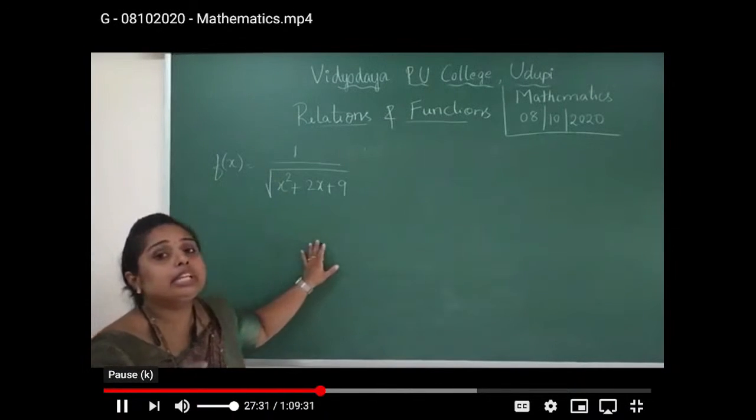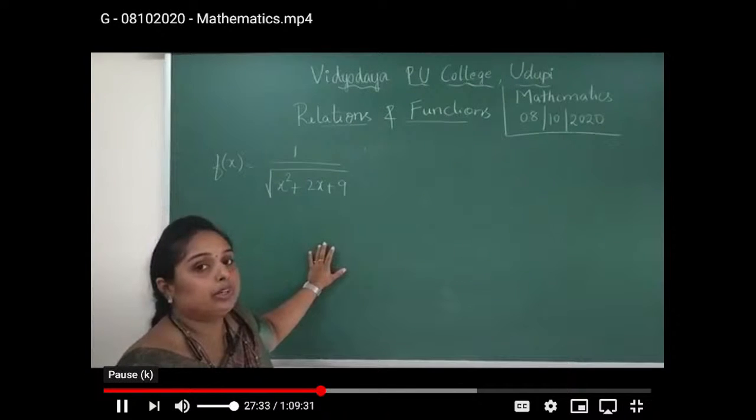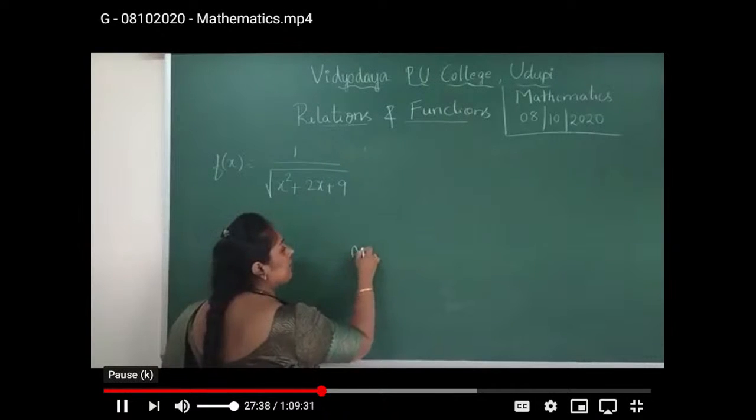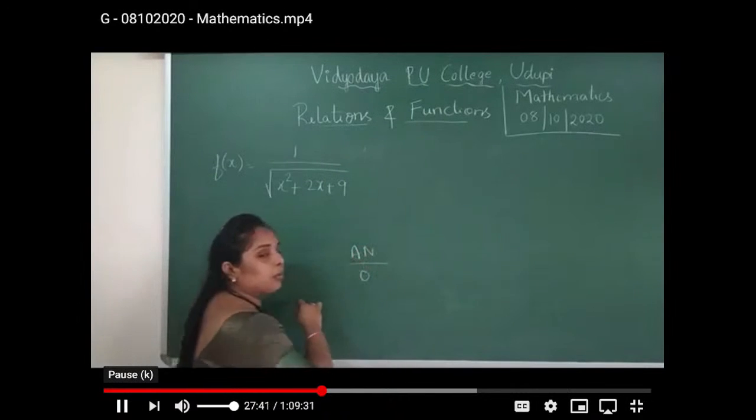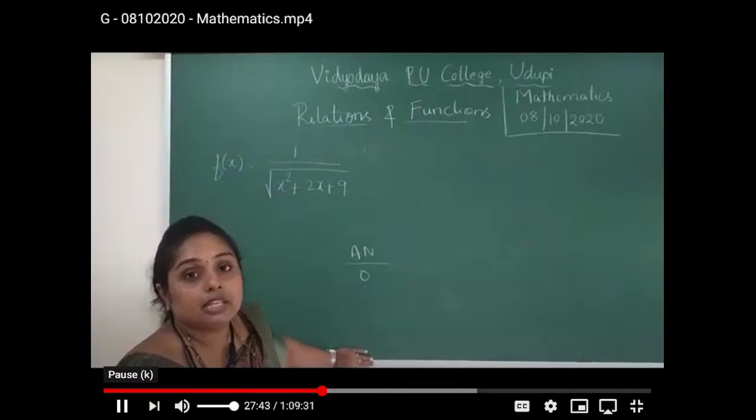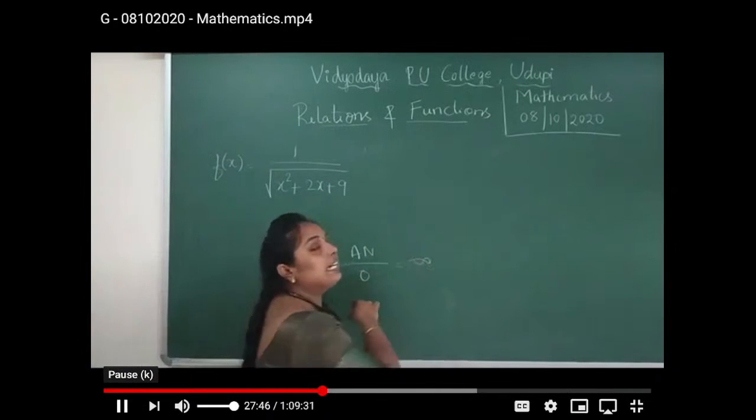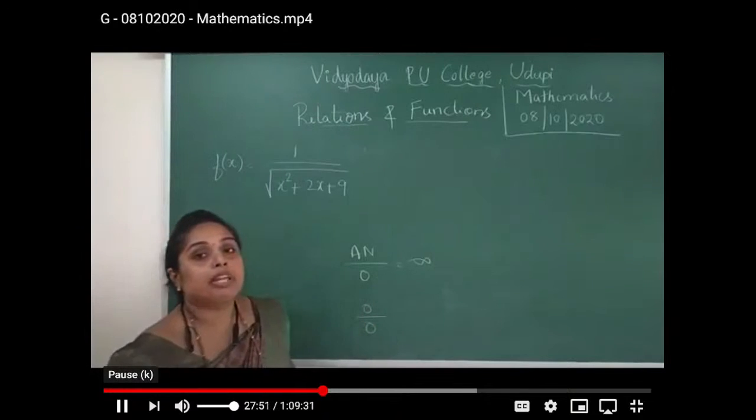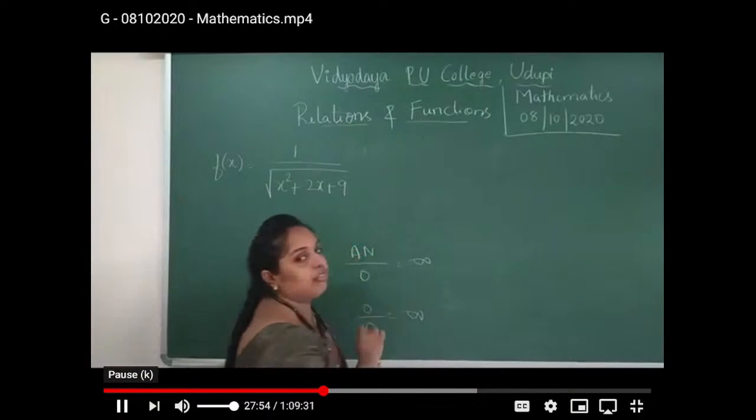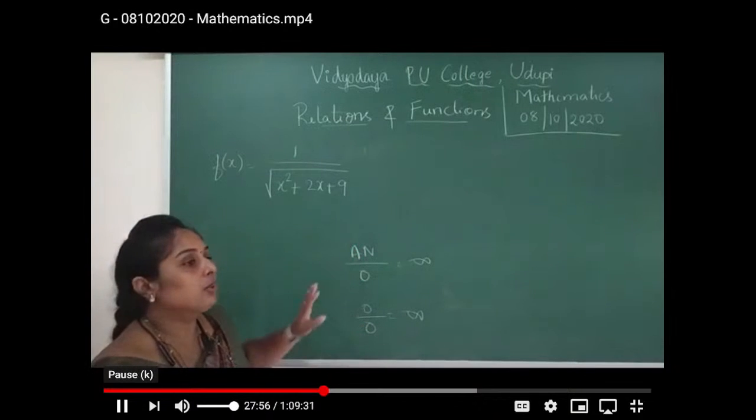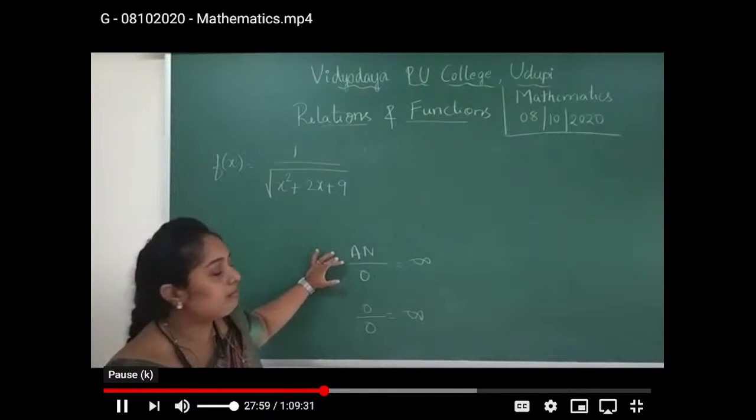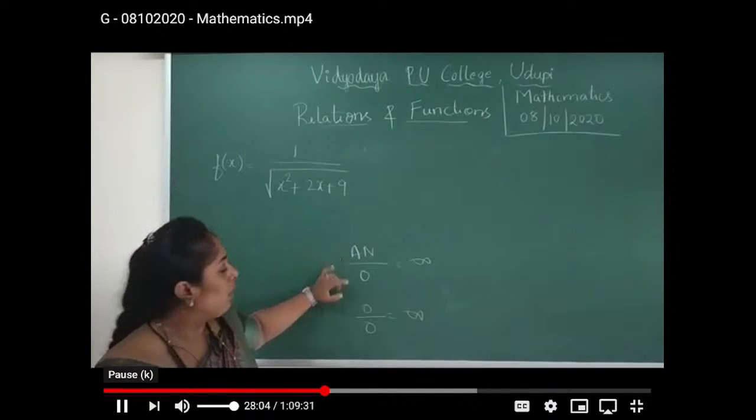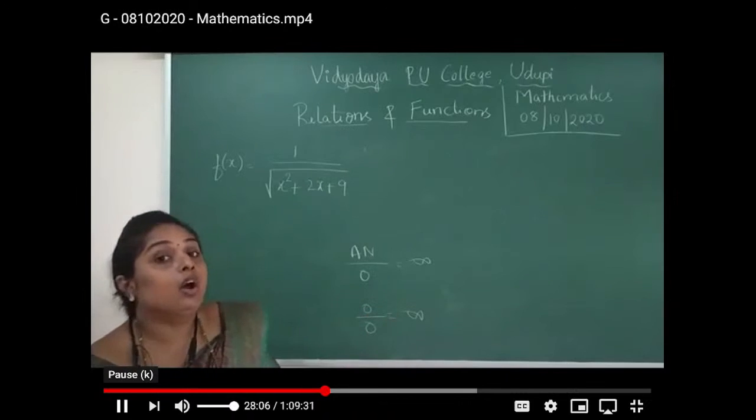Now, you know the indeterminate forms, right? So here we come across two indeterminate forms. One is any number divided by 0. Any number divided by 0 is not defined. That is indeterminate form. Also, if we get 0 by 0 form, even that is indeterminate form, not defined. Okay. So, whenever we get any number divided by denominator as 0, that number is not defined. Also, 0 by 0 is not defined.